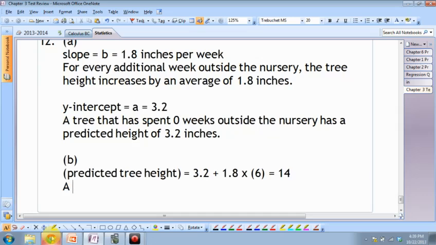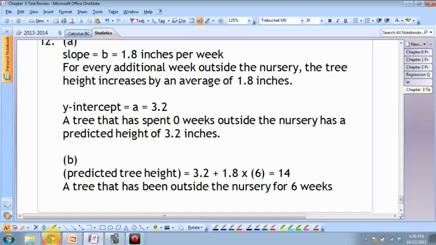Do we need to write it? You said earlier it was okay. I'm not talking about the equation, I mean y hat versus the words. If they've already defined it, it's fine. A tree that has been outside the nursery for 6 weeks has an average height of 14 inches.